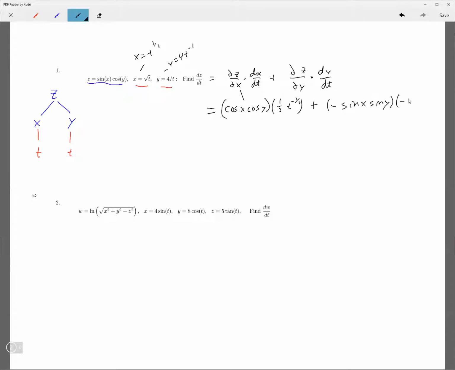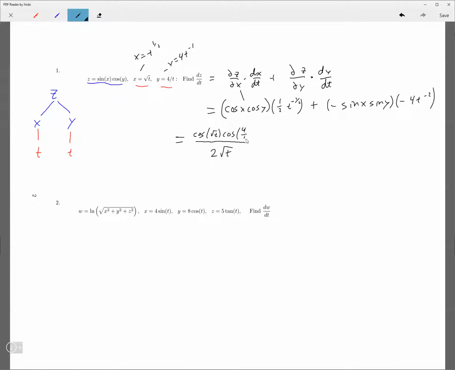Okay, now it's not going to like it if you leave the x's and the y's in the equation, because those are intermediate variables. So they want just t. So you just substitute things in. So x is the square root of t. So let me see here. This right here is going to be 1 over 2 times the square root of t. That's that part. Cosine x is the same as cosine of the square root of t. And then cosine y, that's the cosine of 4 over t, like that.